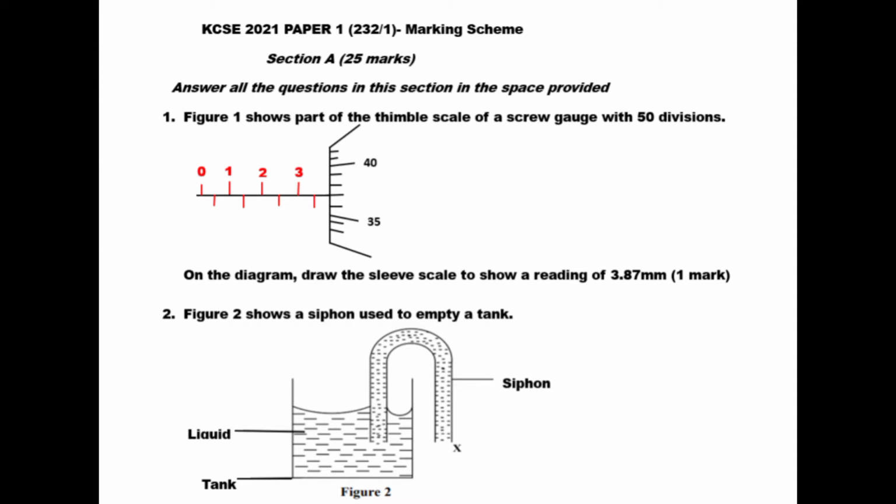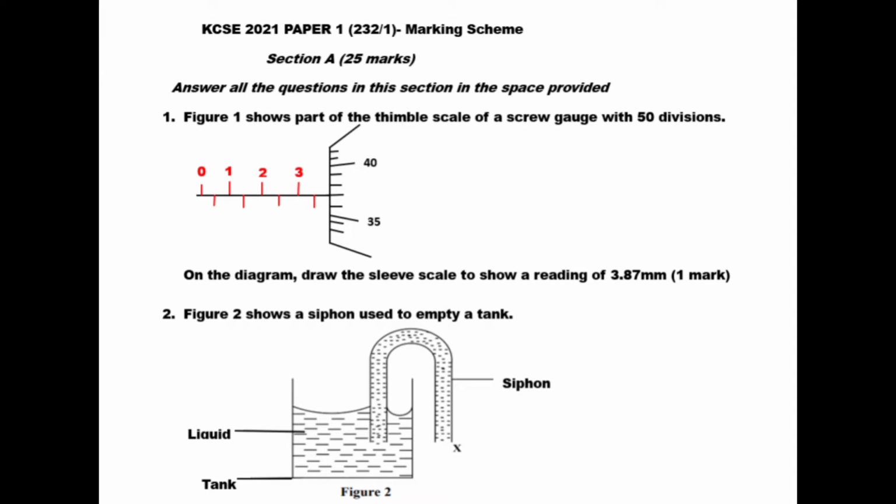Question 1. Figure 1 shows part of the thimble scale of a screw gauge with 50 divisions. On the diagram, draw the sleeve scale to show a reading of 3.87 millimeters. So we are drawing to indicate 3.87 millimeters. So you can see the answer there.